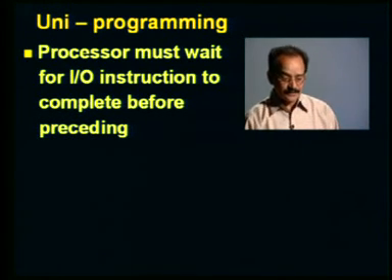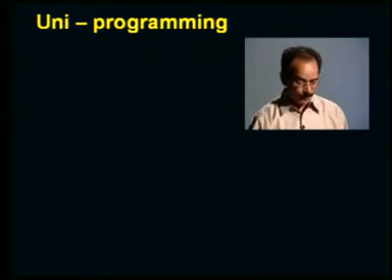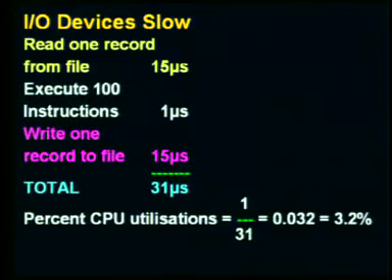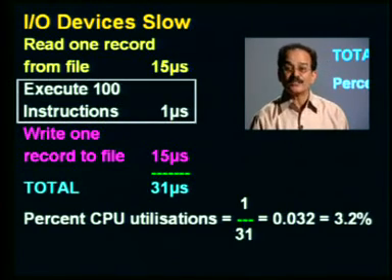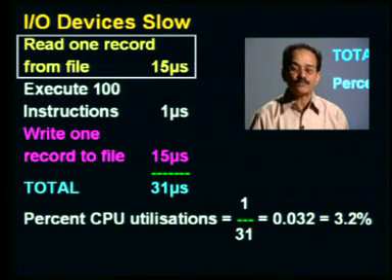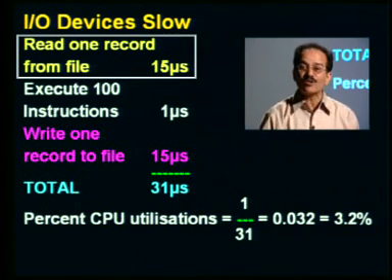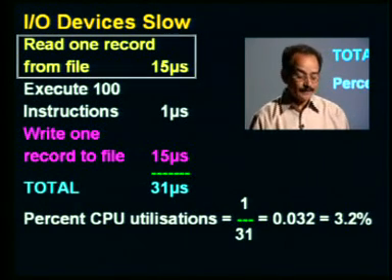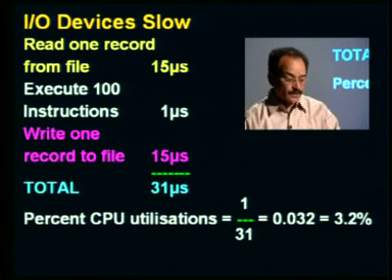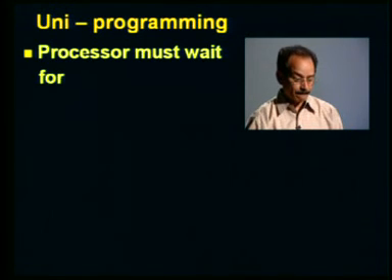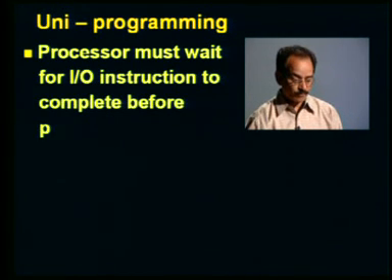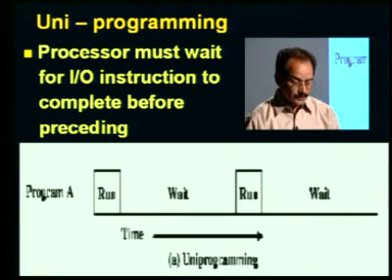As in the previous example, it may take 1 unit of time to execute 100 instructions, and 15 units of time to just read one record from the file. That means the time of 1500 instructions will be wasted in case I go for the uniprocessor system.